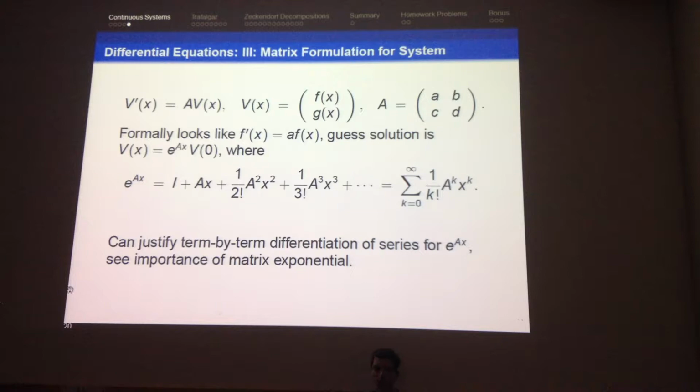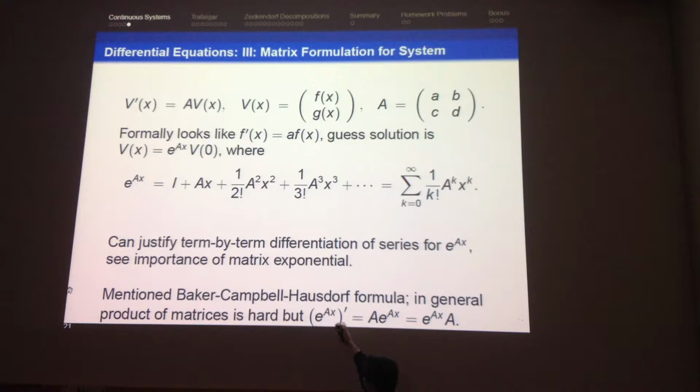So when we differentiate this with respect to x, we basically get a times e to the ax. We just factor out an a. And so basically the derivative of e to the ax is just a e to the ax, or we can write it the other way around. And this gives you an idea of why the solution is analogous to what we had before. We can differentiate term by term, and formally everything is fine.